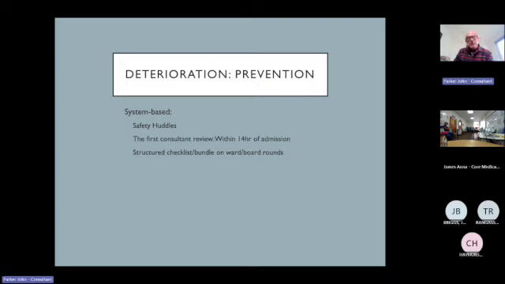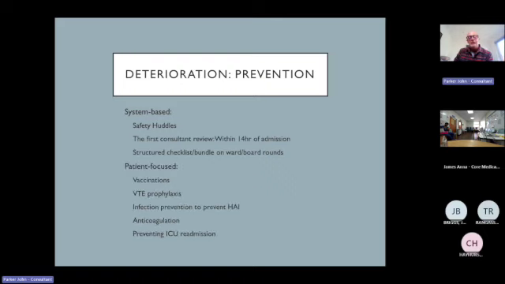Every patient that's admitted to hospital is supposed to have a consultant review within 14 hours of admission, where detailed plans are made and diagnoses and appropriate treatments are put together, and that will obviously help prevent deterioration. And then various tools, checklists, bundles, ward rounds, systematic ways of going through patients to make sure that there's no one that is going to deteriorate.